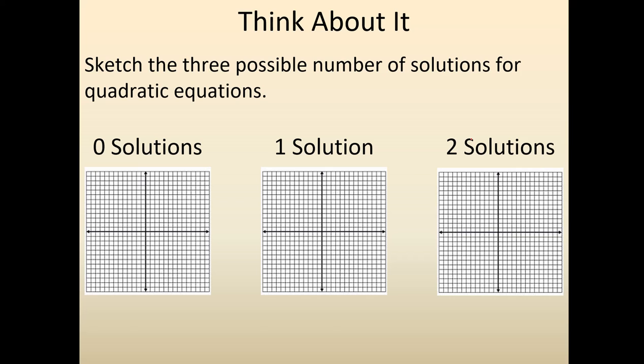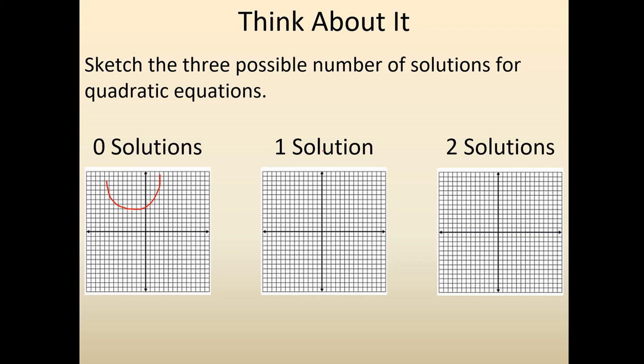All right, so a zero solution graph would look something like this. Now, of course, you could have it anywhere up here, anywhere down here, but the idea is that it doesn't even come close to the x-axis. Again, the solutions are where it crosses the x-axis. So when we say zero solutions, it means it never crosses the x-axis. If it starts above the x-axis, every point is above the x-axis. If it starts below, every point is below.